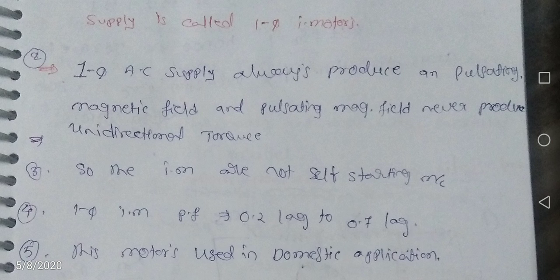So in AC machines, we need a rotating magnetic field, not a pulsating magnetic field. So the single phase induction machines are not self-starting. Whenever a single phase AC supply is given, this machine will not create any torque because of the pulsating magnetic field.